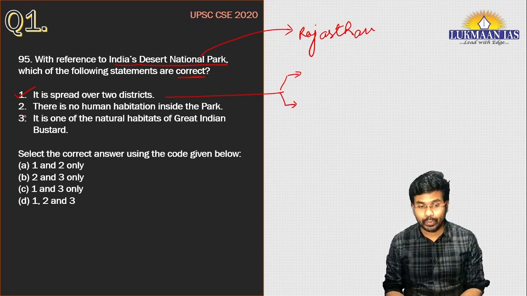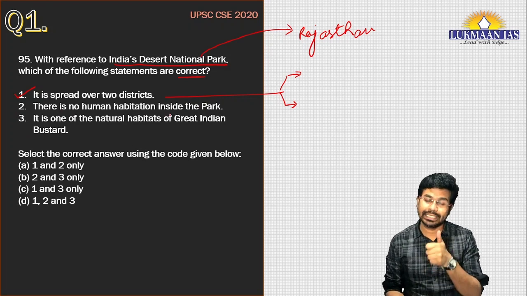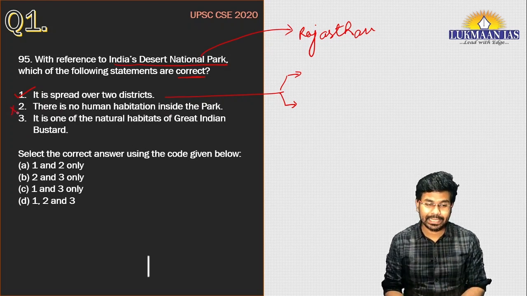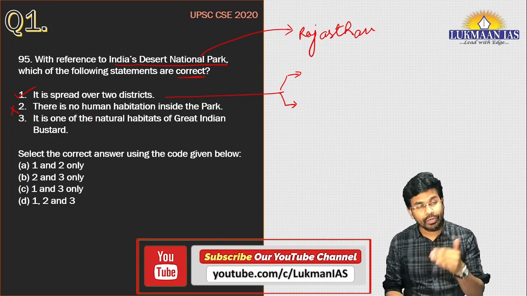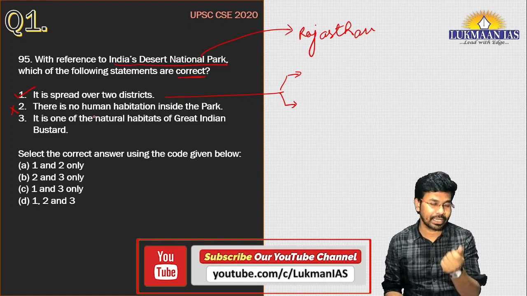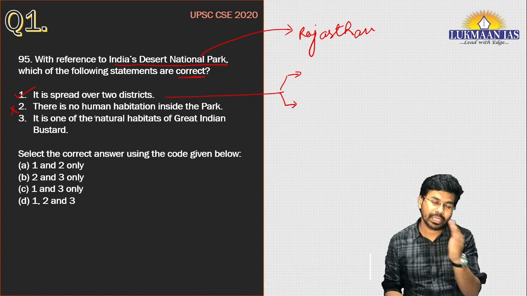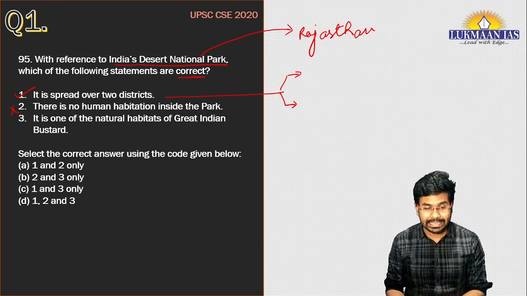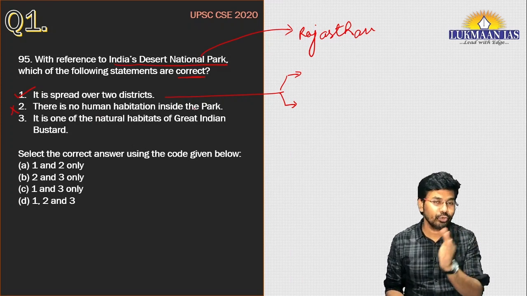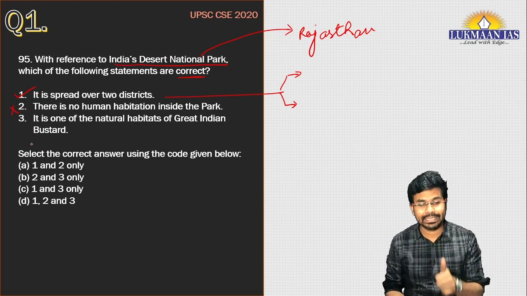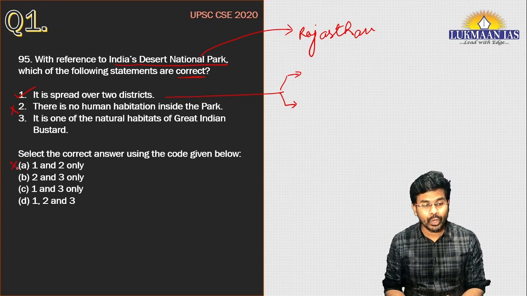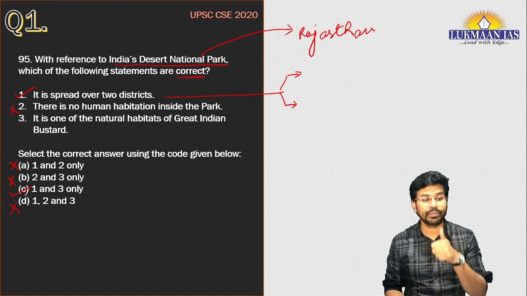Statement 2 says there is no human habitation inside the park. This statement is incorrect because this is a very extreme statement. Generally we find some population inside a national park, if you don't know, and in this particular national park we find around 4 to 5 persons per square kilometer. So statement 2 is incorrect. If it is incorrect, we can eliminate some options. We can eliminate option A, option B, and option D. So the correct answer for this question is option C.